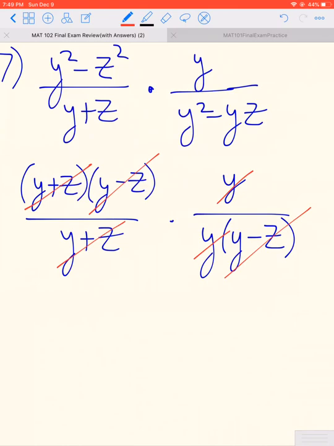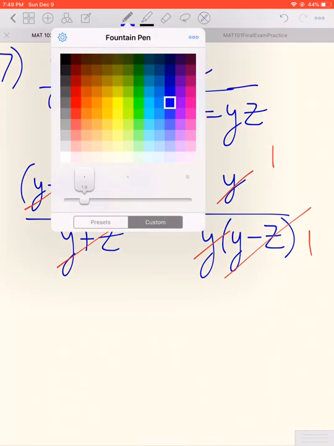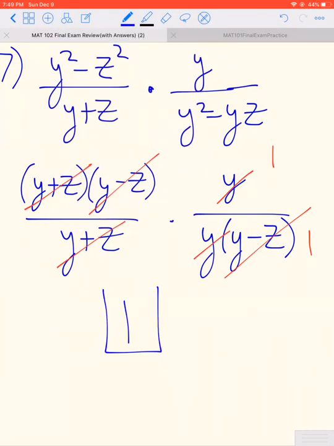And when things cancel like that, they cancel multiplicatively as 1. It's the same thing as saying how many times does y go into y? Well, it cancels as 1. So our final answer would just be 1 over 1, which is just 1.